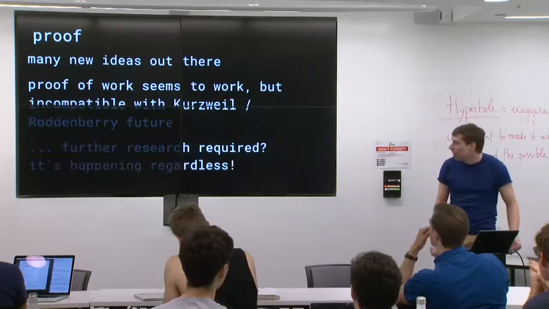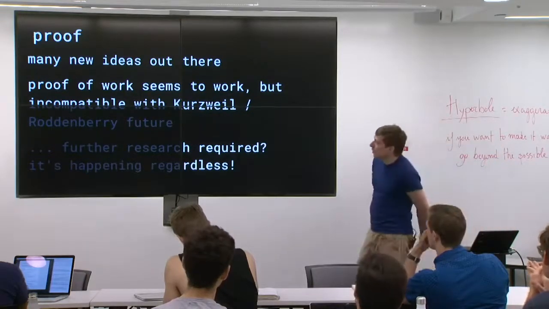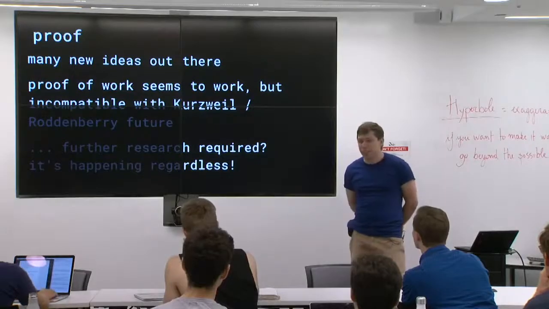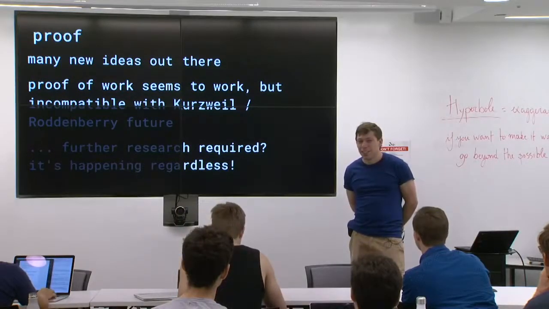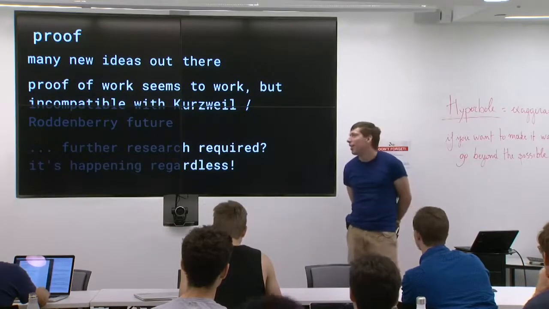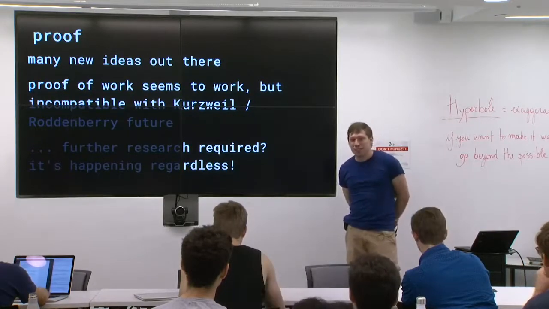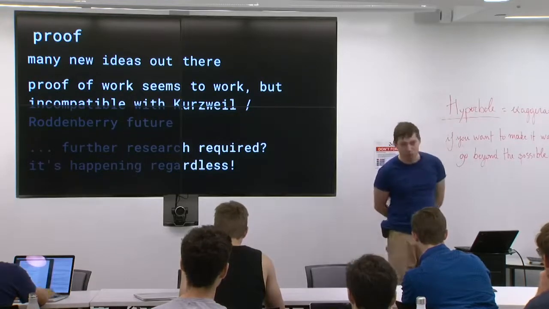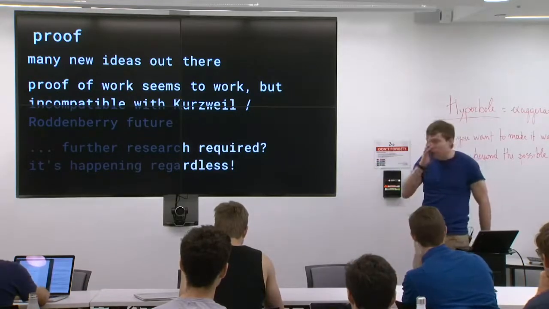Okay, so in general, lots of new ideas out there. Proof of work does seem to work, but I think one of the big issues is it's not really compatible with the sort of Kurzweil-Roddenberry future idea. Has anyone read Ray Kurzweil, like The Age of Spiritual Machines? It's sort of this futuristic view where AI is going to make everything great and we're all going to live forever and computers are going to be our best friends and we're going to take over the universe.